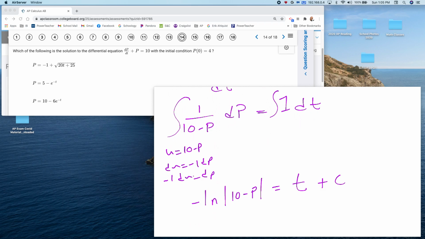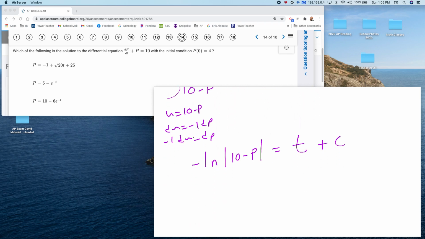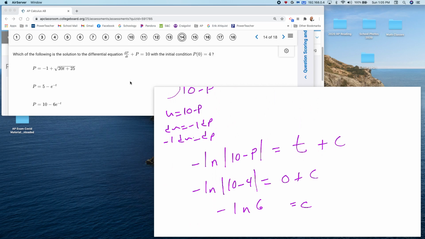So that's the integral. Now, we have to use this 0.04, okay? So the natural log of 10 minus 4 is equal to 0 plus c, so c is equal to negative natural log 6, okay? There's some simplification on this one, on how this one is gonna come out. So let me show you what I mean by that.